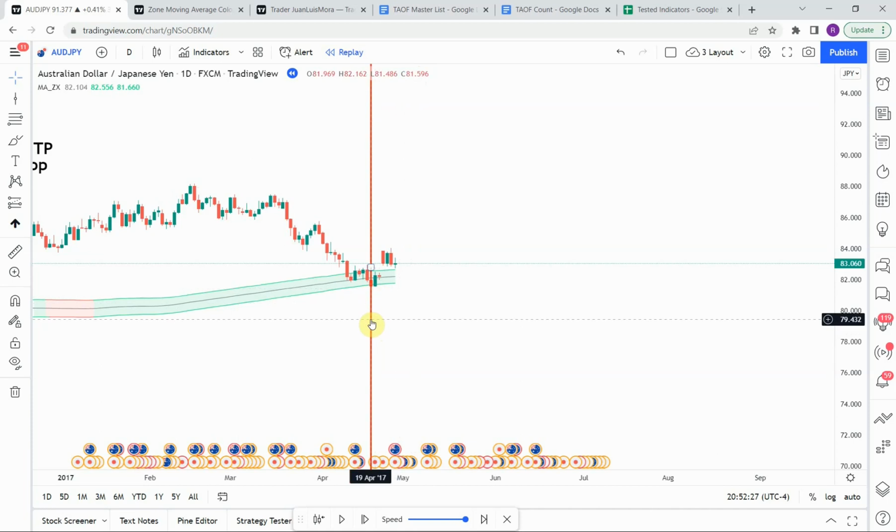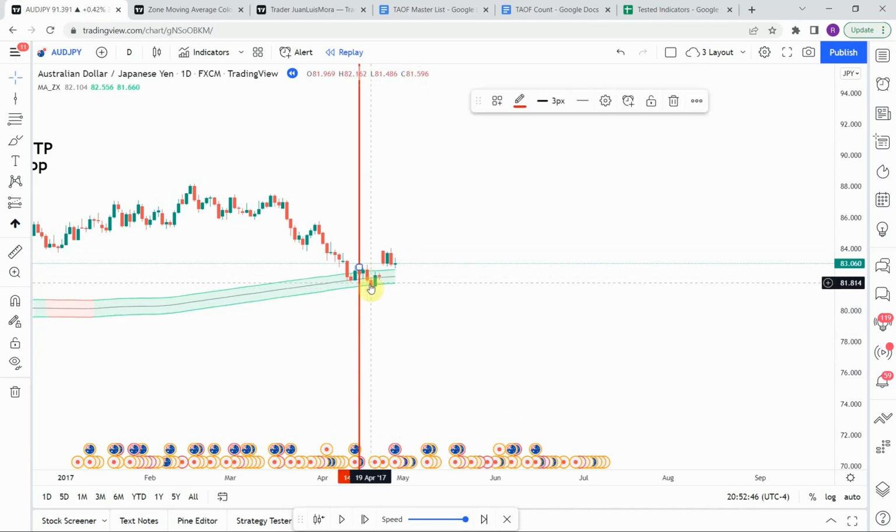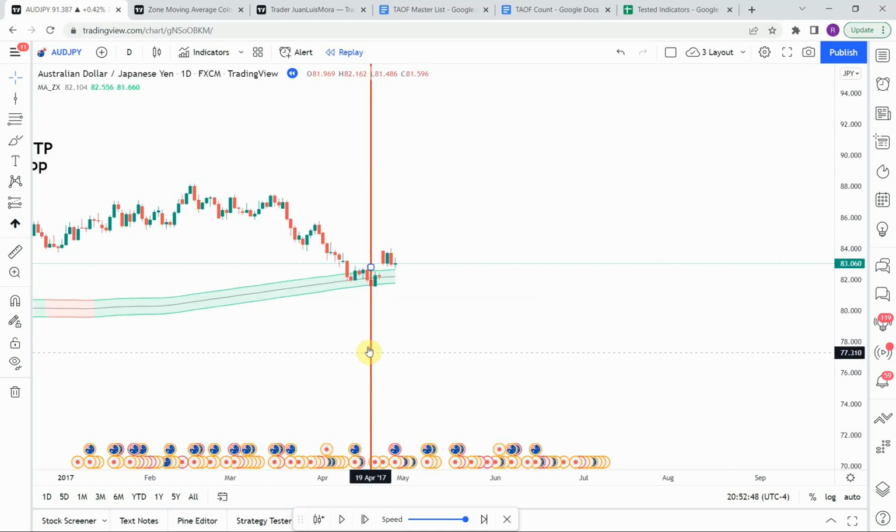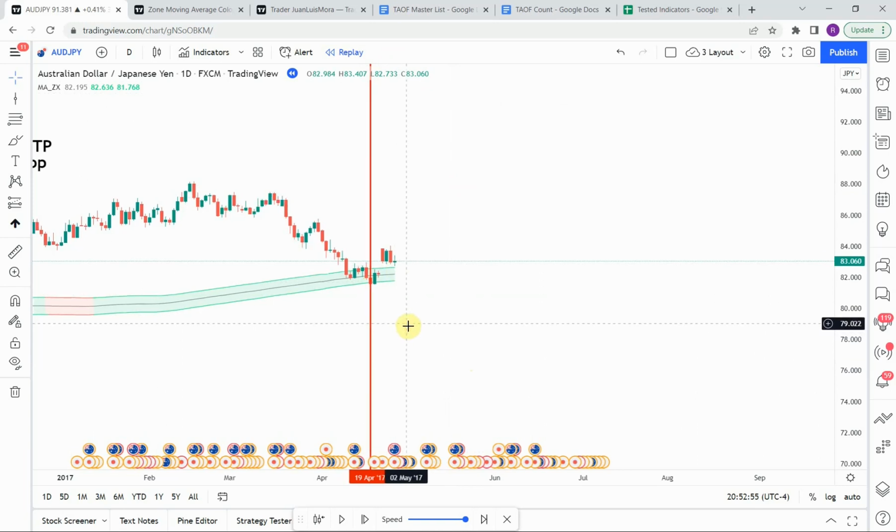So we look at it: the moving average zone was at 81.66, and the close of this candle was at 81.596, so it was below the moving average zone. Now if you just look at it, it's a little bit difficult to see whether it was actually below or not, so we double check those coordinates, the prices and so on.